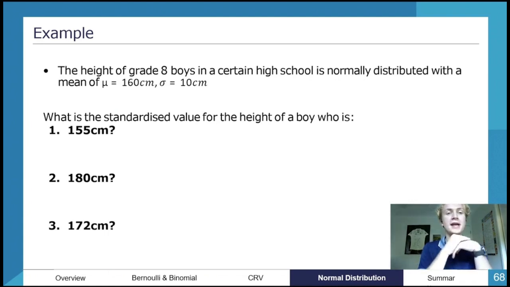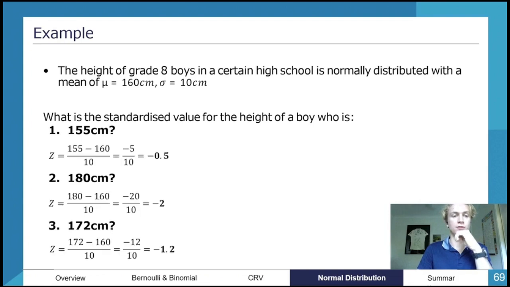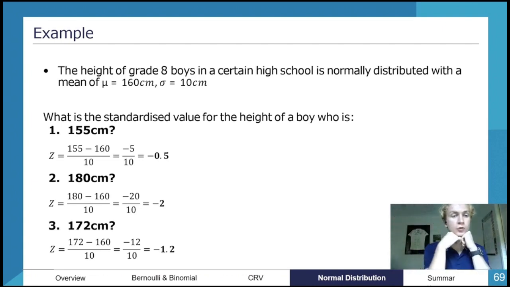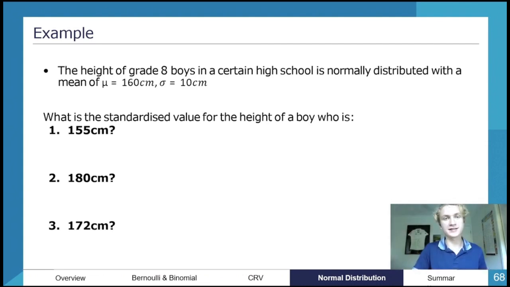Okay, so the height of grade 8 boys in a certain high school, so this is an example, is normally distributed with a mean of 160 and a standard deviation of 10. What is the standardized value for the height of a boy who's 155, 180, and 172? Well, for standardized value equals Z, we're asking for how many standard deviations they are away from the mean. So all we do is sub in that the mean is 160, S equals 10, using that formula.